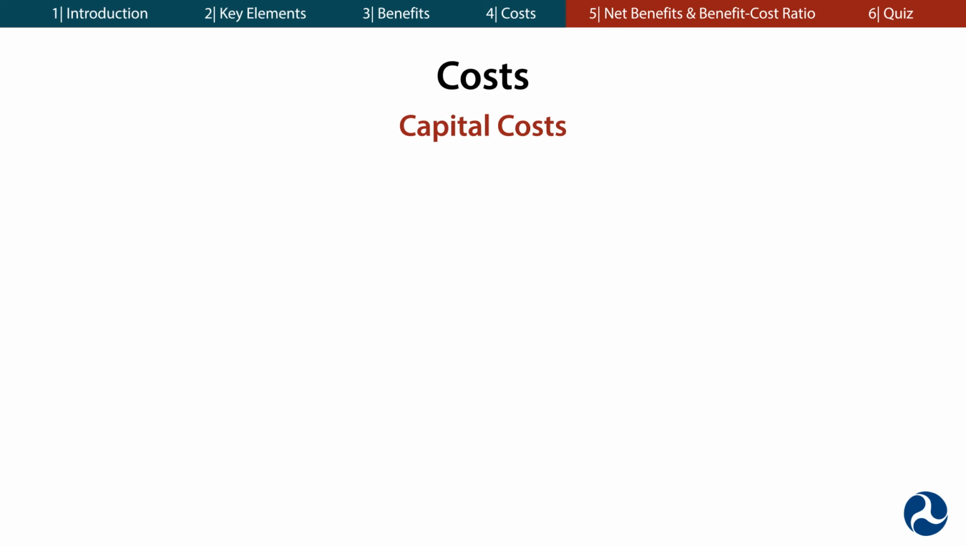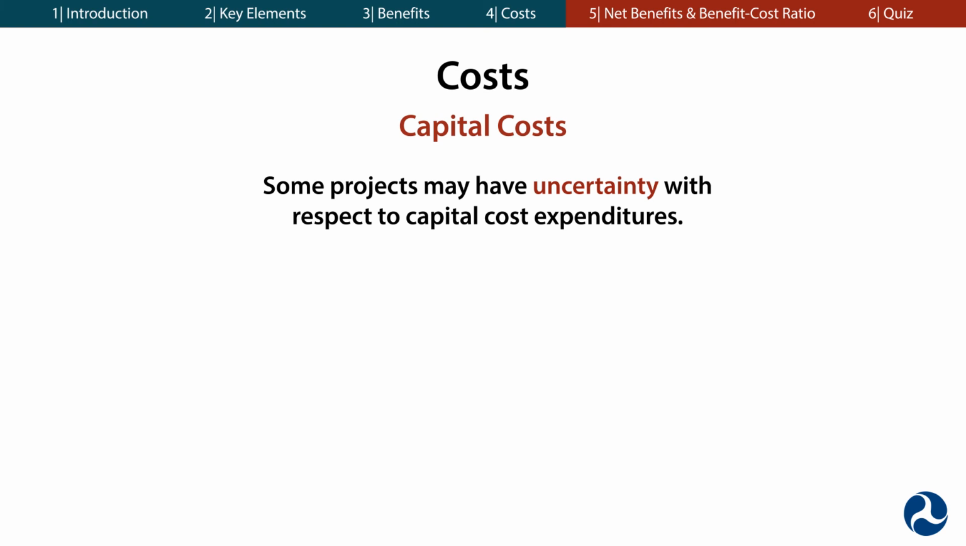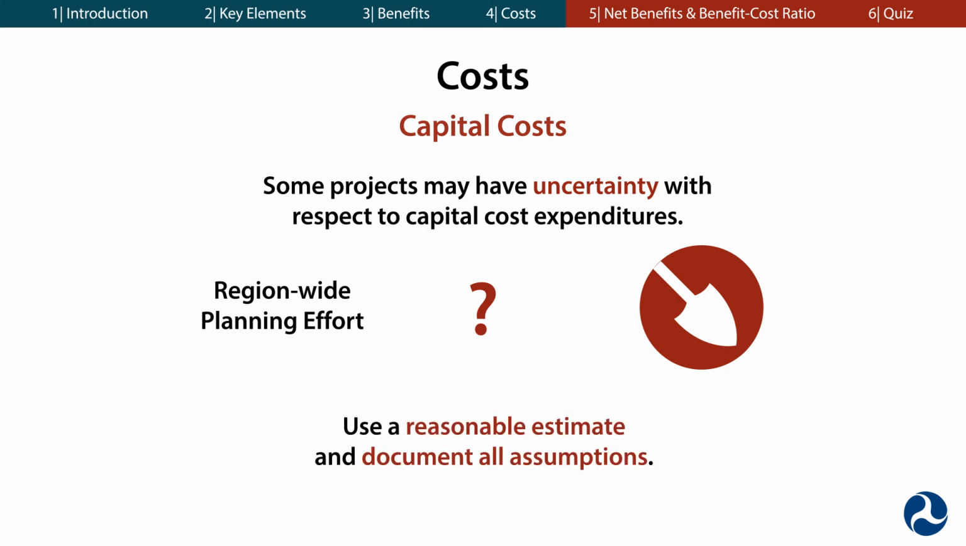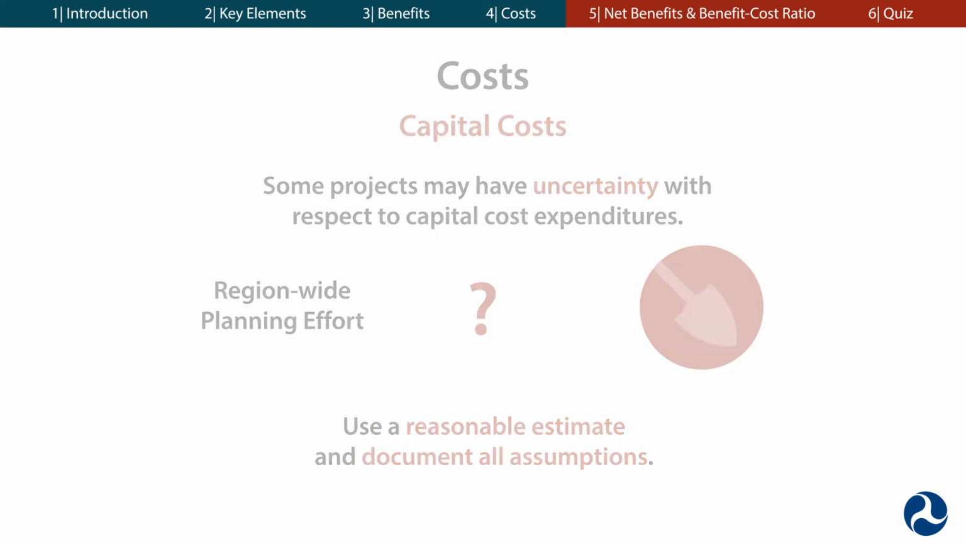In the early stages of project planning, some projects may have uncertainty with respect to capital cost expenditures. For example, in a region-wide planning effort, due to future funding uncertainty, you may not know exactly when you will be able to construct a certain portion of the project. In these cases, FRA advises you to use a reasonable estimate and to document all assumptions.